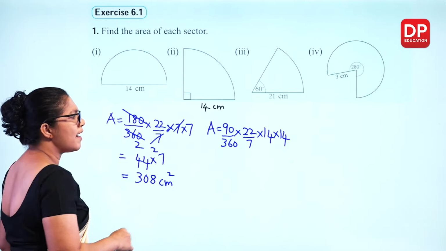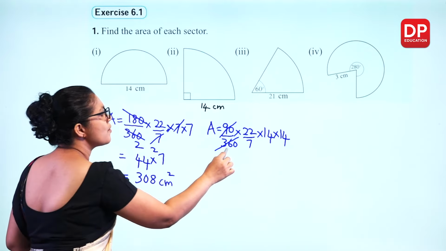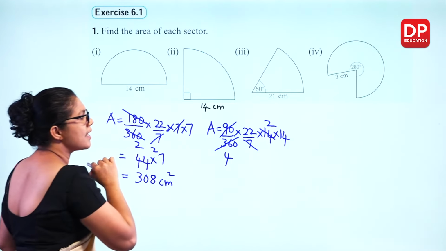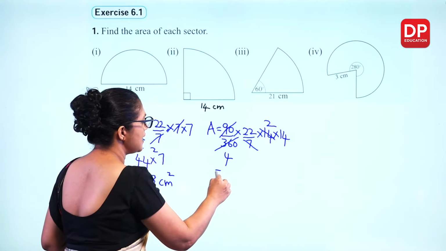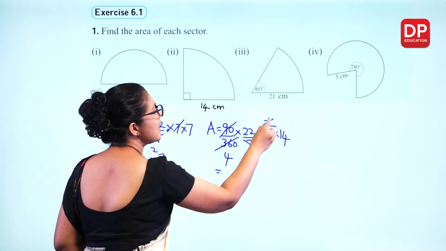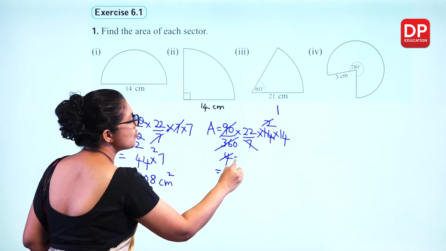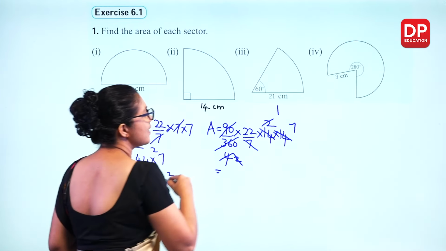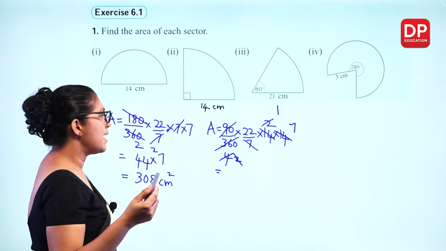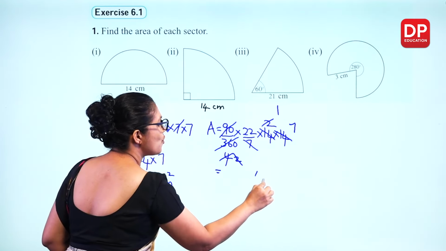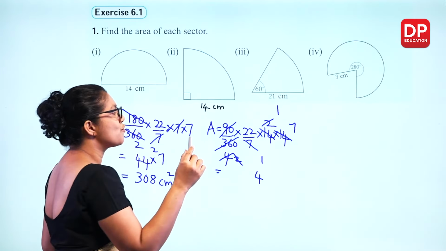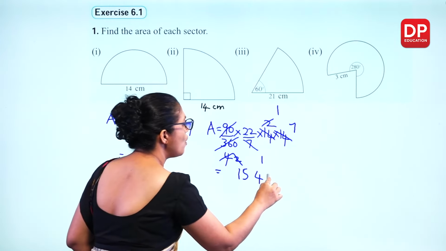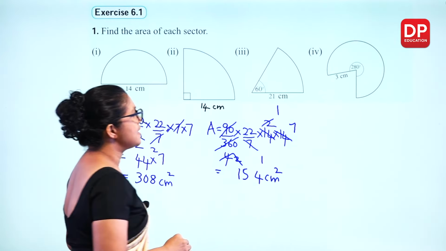Now try to simplify. 90 and 360 you get 4. 7 with 14 you get 2 here. Now we can see 4 and 2 again. You can simplify 2 times 1, 2 times 2. Again 2 and 14 you get 7. So 22 multiplied by 7. 7 times 2 is 14, 1 remaining. 7 times 2 is 14 plus 1, 15. So that's 154 square centimeters.